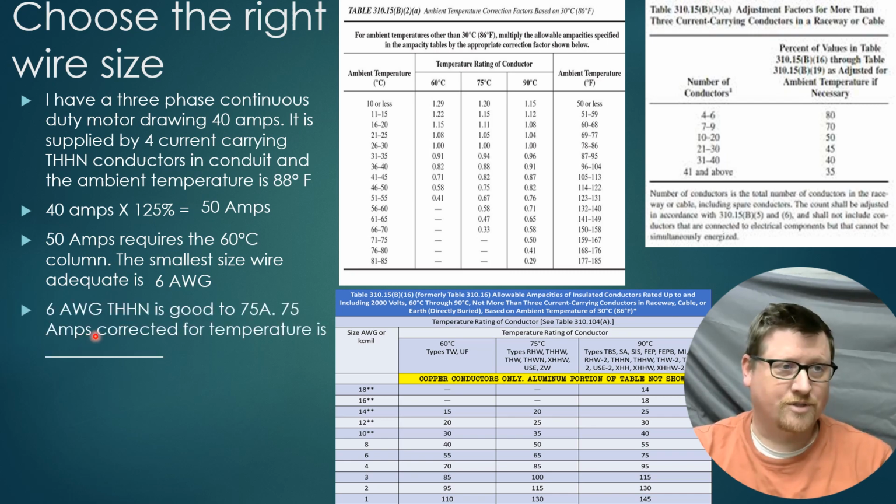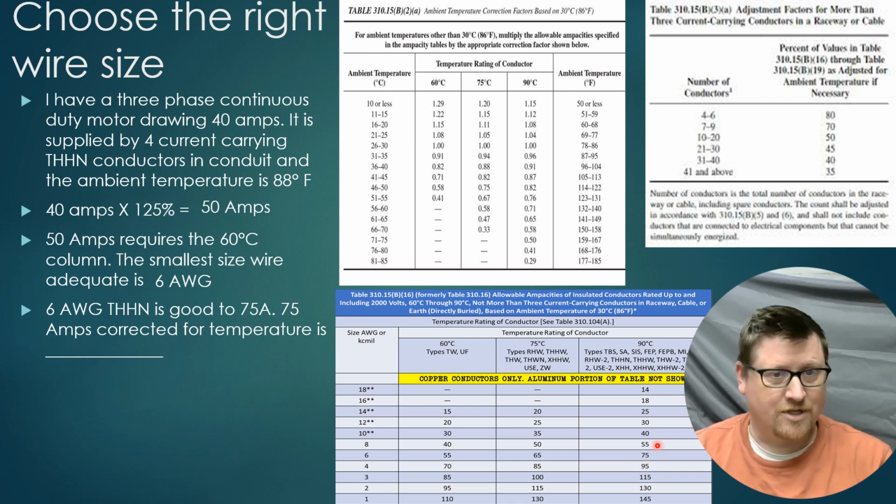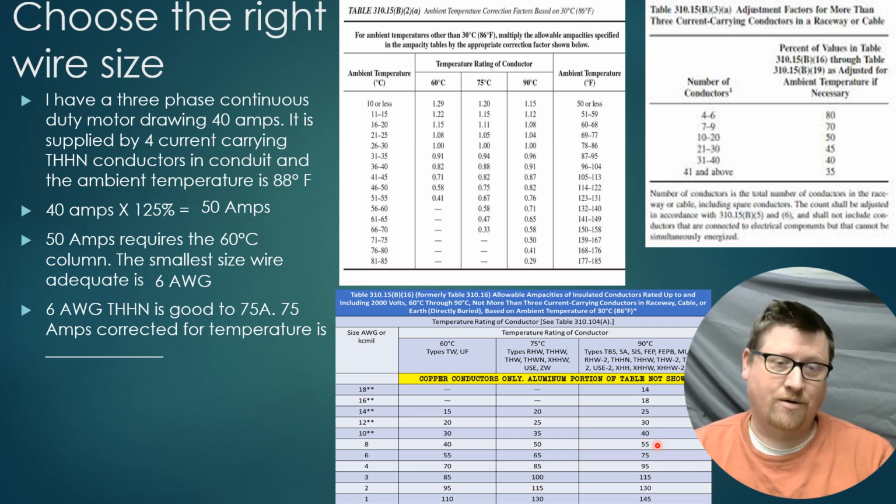So 6 AWG THHN is good up to 75 amps, right? So if we are using THHN, then for our calculations for correction factors, ambient temperature and adjustment factors, we can use this column for that, right? Because that wire itself is good for 75 amps, even though we're limited to 55 amps. If we use THHN, it's been designed for 75 amps.